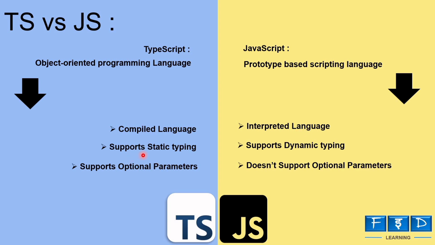Next difference is TypeScript has a feature known as static typing, but JavaScript does not support this feature. On the other hand, JavaScript has a feature known as dynamic typing. And the last difference is TypeScript supports optional parameters, rest parameters, interfaces, generics, etc. Whereas JavaScript doesn't support optional parameters, rest parameters, interfaces, and so on. That we will see later.